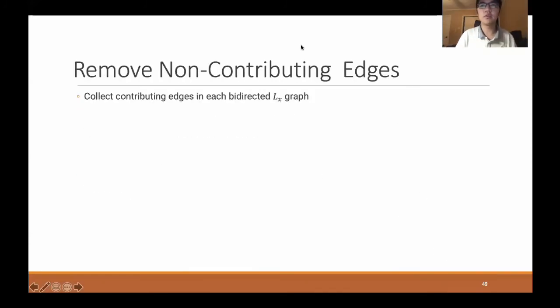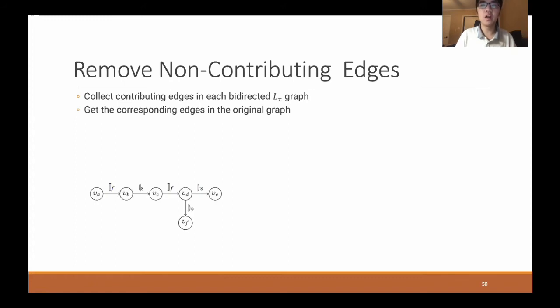After running Dyck reachability for each Dyck language, the corresponding edges are the potentially contributing edges in the original graph. In the example, after computing Dyck contributing edges for two Lx graphs, we know the following four edges may be contributing edges in the original graph. The rest of the edges are definitely non-contributing edges. The final step in the simplification is to remove these non-contributing edges.